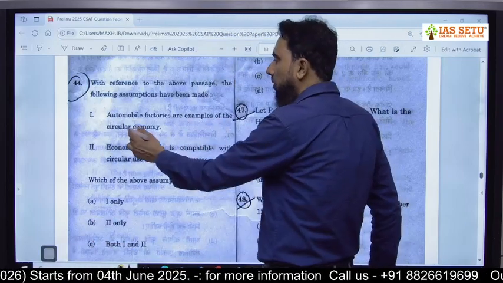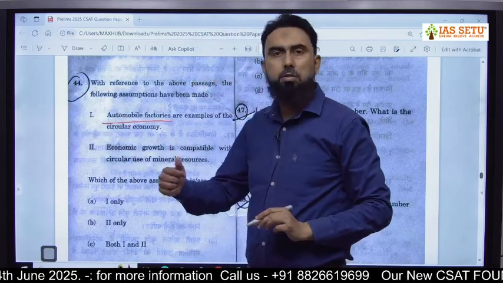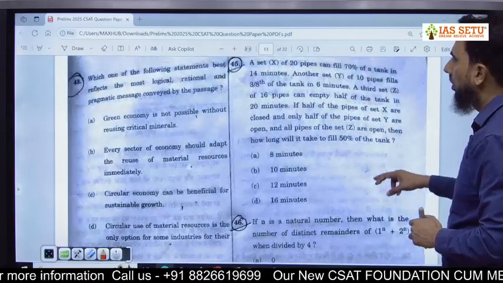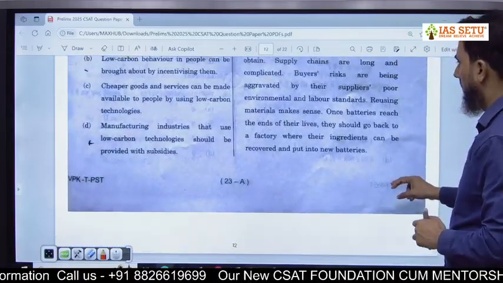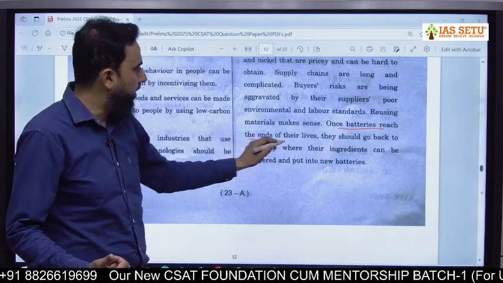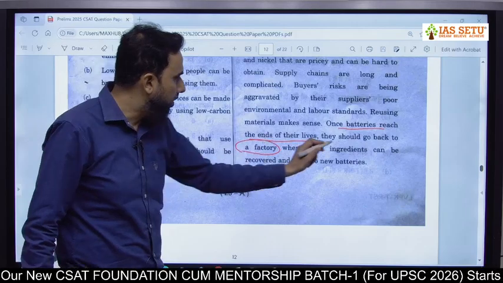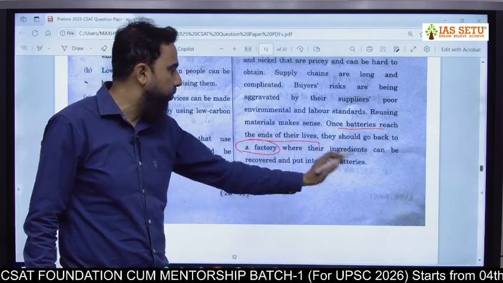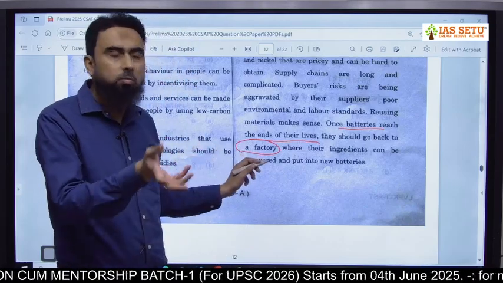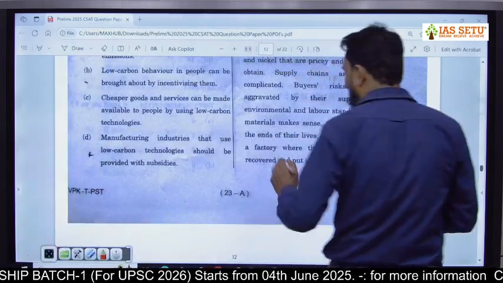Automobile factories are examples of the circular economy. We can't say that they are the example of circular economy because the author has not mentioned automobile factories as such. Rather, he says, and I'll show you this part, once batteries reach the ends of their lives, they should go back to a factory where their ingredients can be recovered and put into new batteries, without saying whether these factories are automobile factories or not. So there's such a place they should go to where they can be recycled.